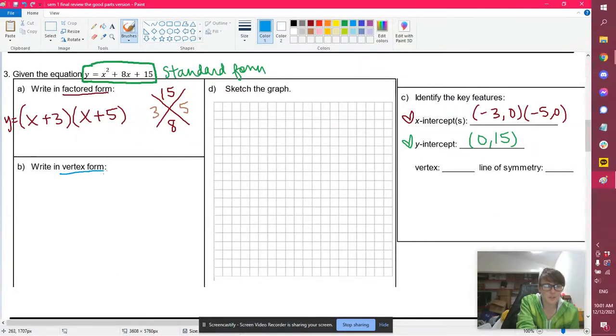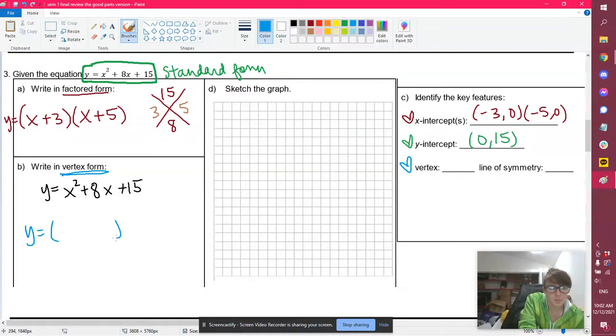For my vertex form, this is when I get the vertex and the line of symmetry, right? Oh, I've been using hearts. Let's keep it the heart theme. The vertex form, I'm always going to start this by rewriting my equation right above it, because I have a kind of physical way that I organize the vertex. The first step is I write in my pattern, so I'm organized.